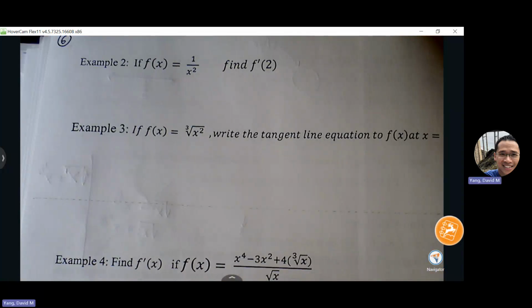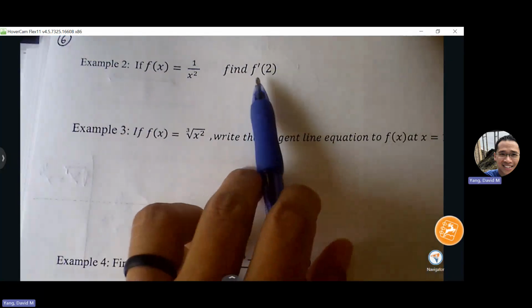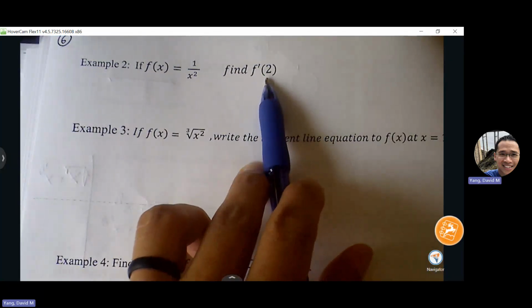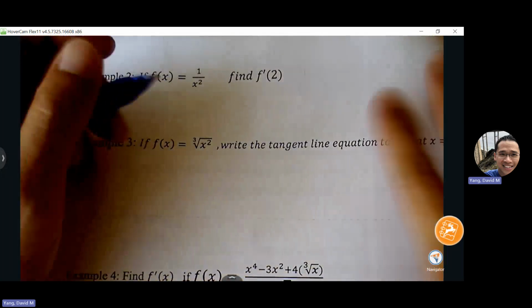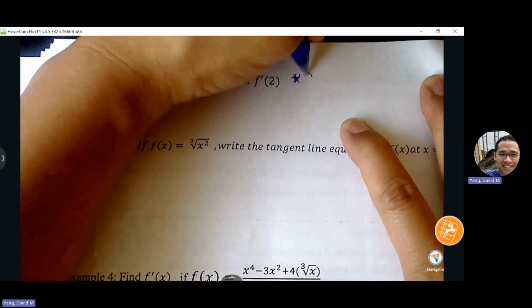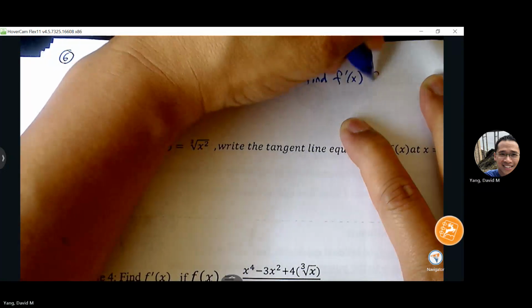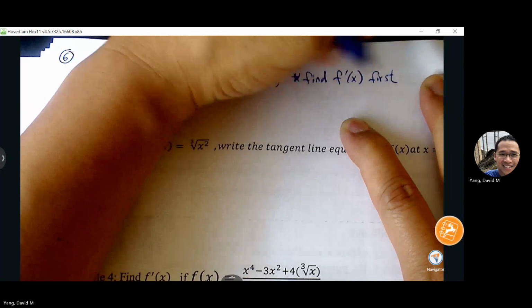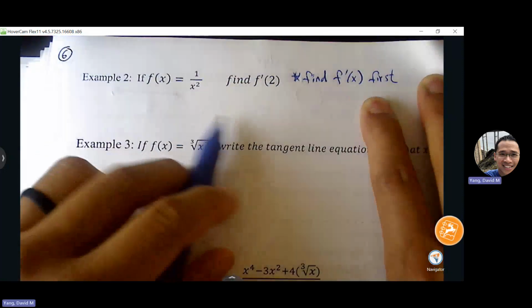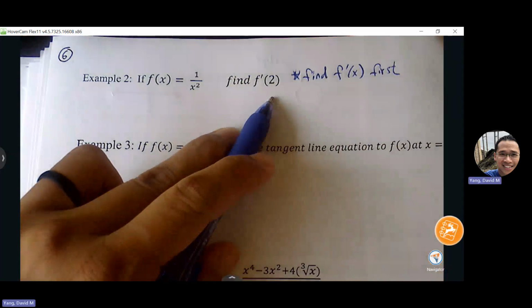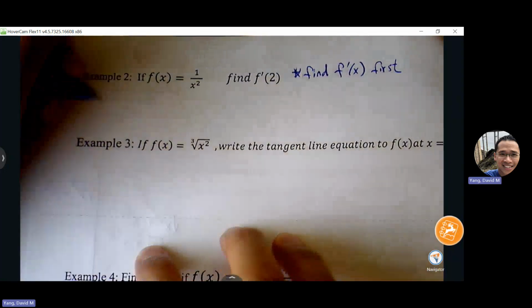Example 2, if f of x equals 1 over x squared, find f prime of 2. So this is a two-step process. We're not going to do anything with 2 yet. First, you're going to find f prime of x. Okay, so we're going to find f prime of x first. And then once you find f prime, then you can insert 2 into the derivative function to get your slope.